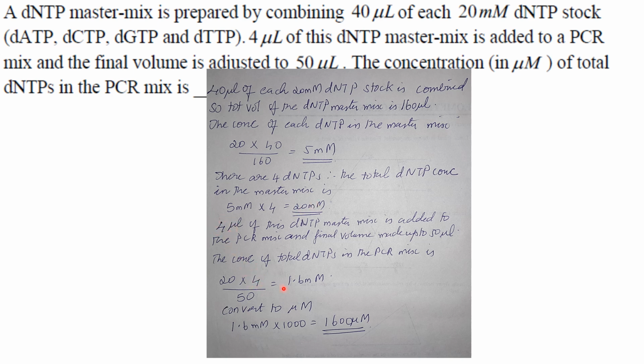So 4 is equal to how much? M2 into the final volume, the PCR mix is made up to 50 microliter. So into 50. So M2 will be 20 into 4 divided by 50, that is 1.6 millimolar. Now convert to micromolar, you will get it as 1600 micromolar.